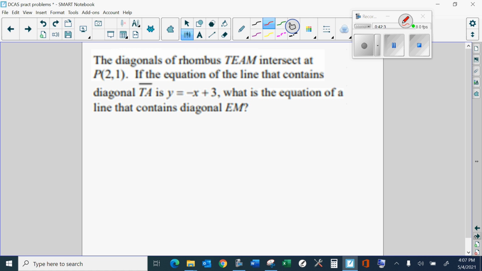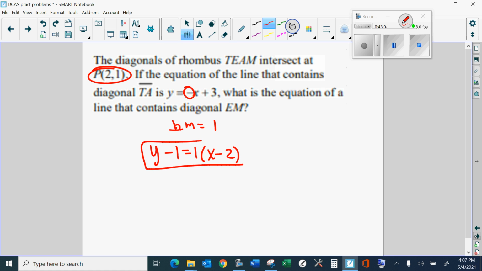Okay, the diagonals of rhombus TEAM intersect at 2, 1. If the equation of the line that contains diagonal TA is that, what's the equation of the line that contains diagonal EM? Remember, the diagonals are perpendicular. So what is the perpendicular slope of negative 1? Perpendicular slope would be positive 1. Okay, and it goes through that point. So we have y minus 1 equals 1 times x minus 2. That would be the point slope answer.